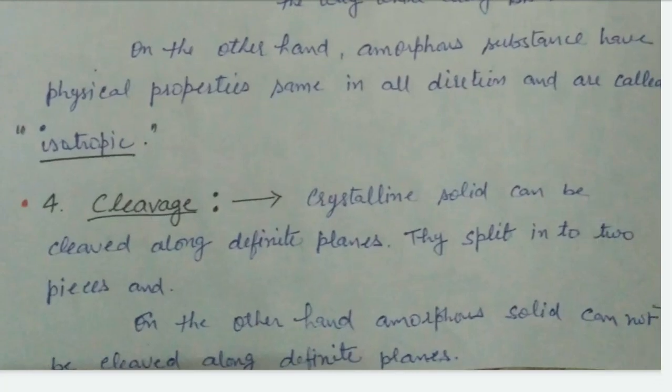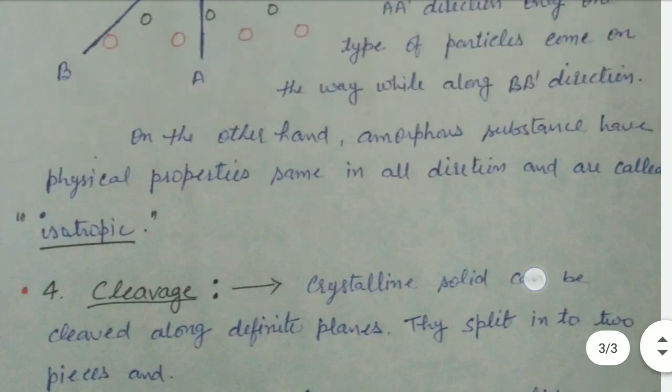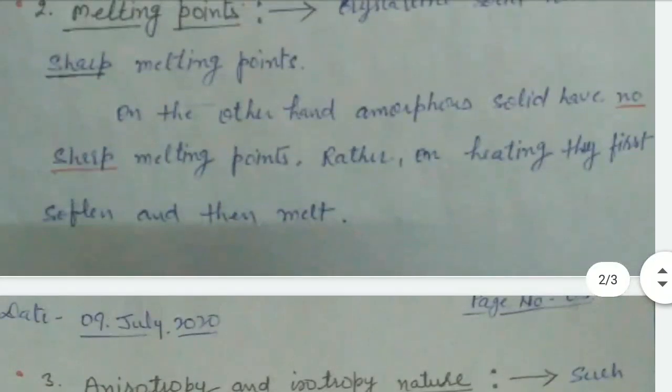And the fourth one is that crystalline solids can cleave along definite planes. It means when a crystalline solid is cut with a sharp edge tool or knife, it cuts with a smooth surface. On the other hand, amorphous solid cannot cleave along definite planes. It means amorphous solid cut with a sharp edge tool gives a rough surface, right? These are the differences between crystalline and amorphous solid.